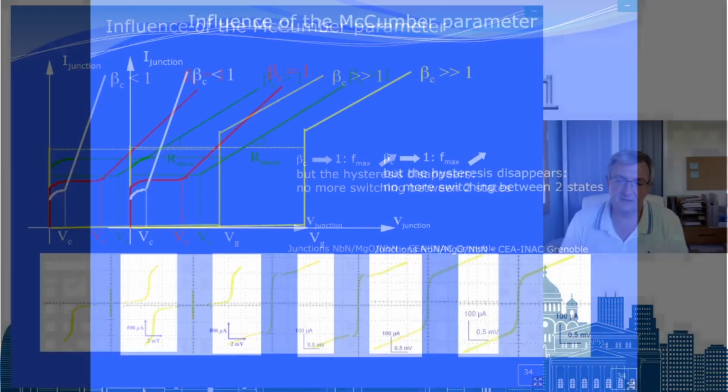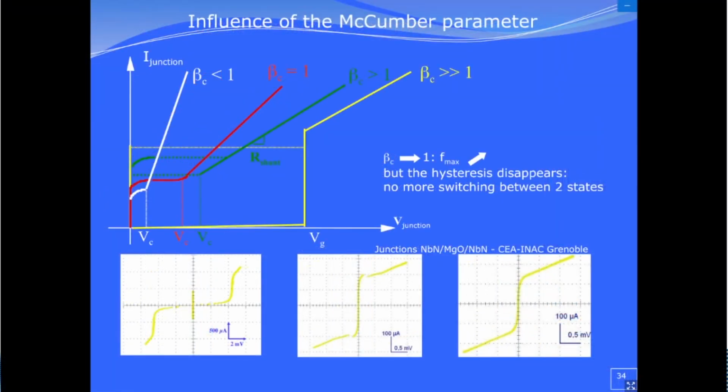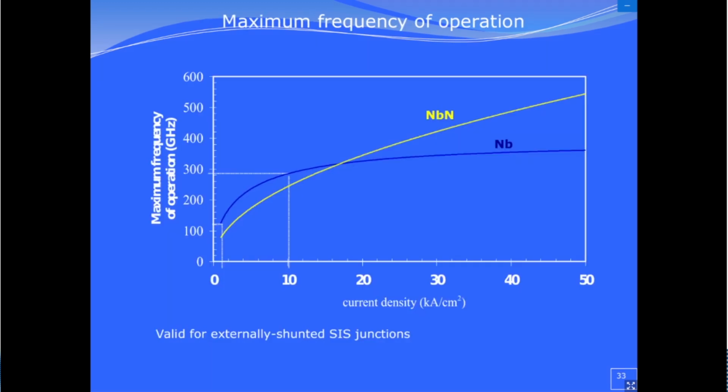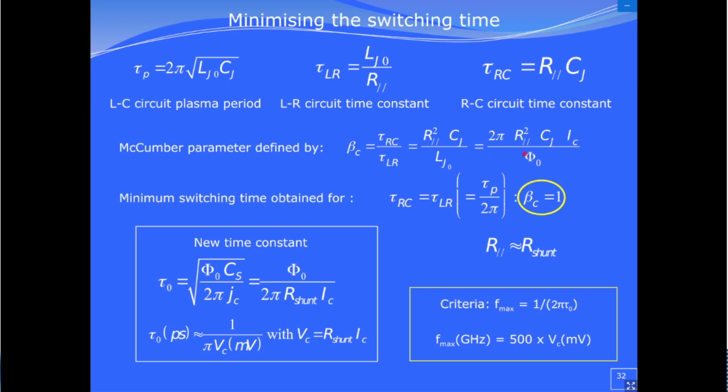So when you shunt the junction, if it's not shunted like the junction I showed you before, you have mostly this curve with the Josephson branch and this quasi-particle branch. Beta C, which is the McCumber parameter, is very high in this case when you don't shunt the junction because R is high. It's a normal resistance, and you see beta C is proportional to the normal resistance squared. This one you cannot change.